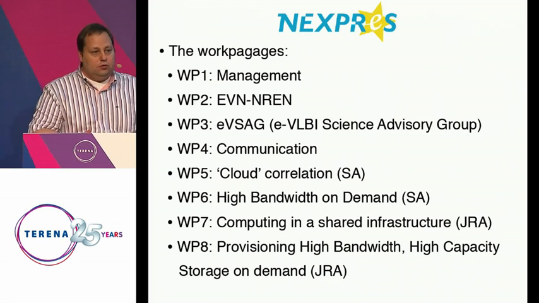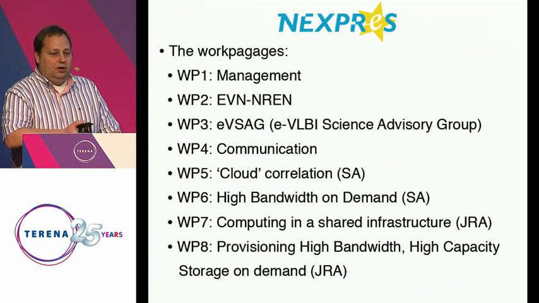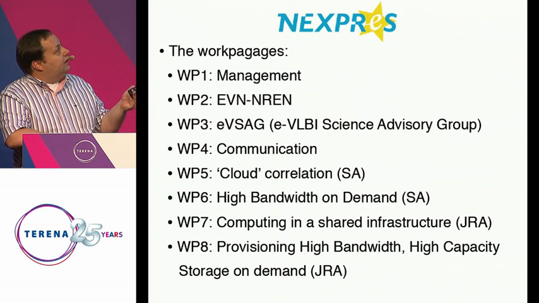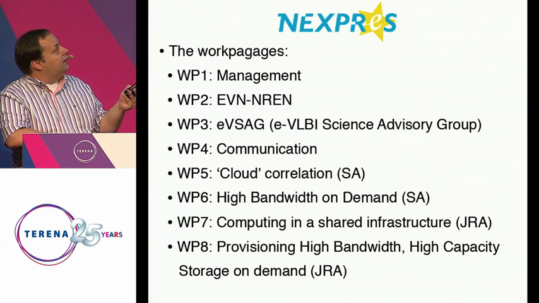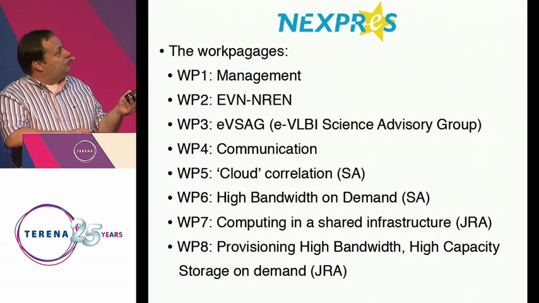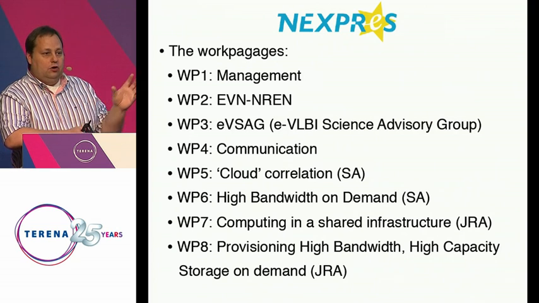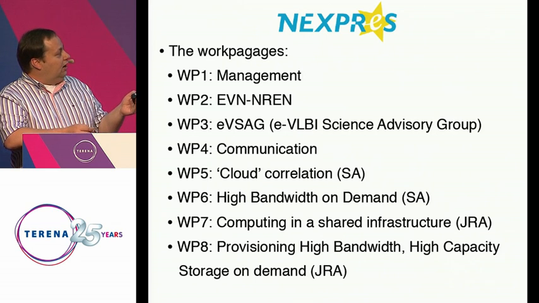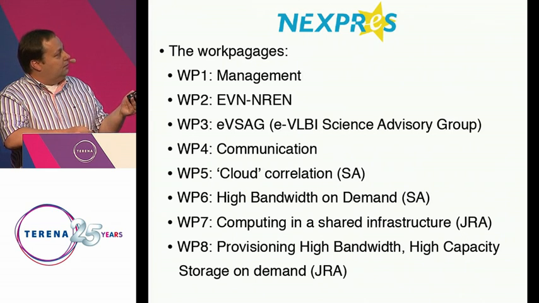So NEXPReS has a number of work packages. The first 4 are management work packages such as communications, the science advisory group, and the EVN NREN meeting that some of you have been invited to next week. The next 2 are service activities. So cloud correlation is basically about correlating the data as you get it and then recorrelating it again. High bandwidth on demand is the same thing Hanno already talked about.